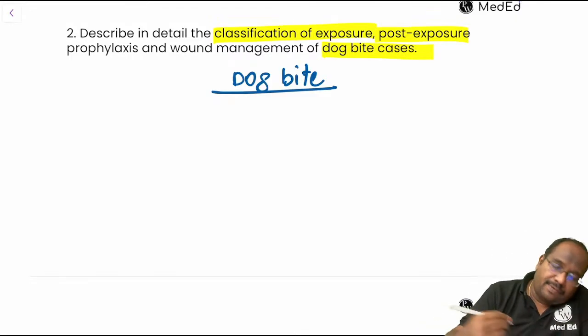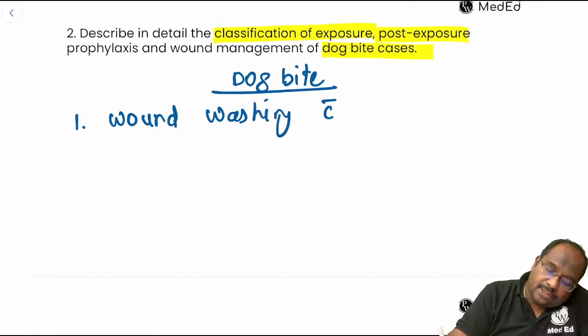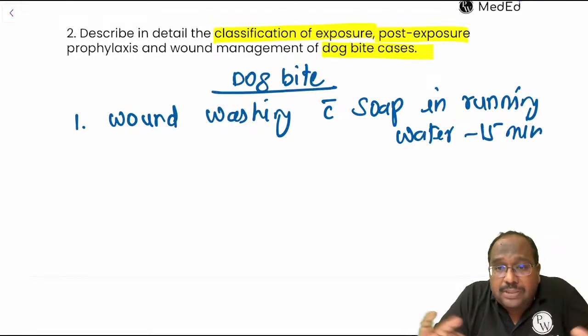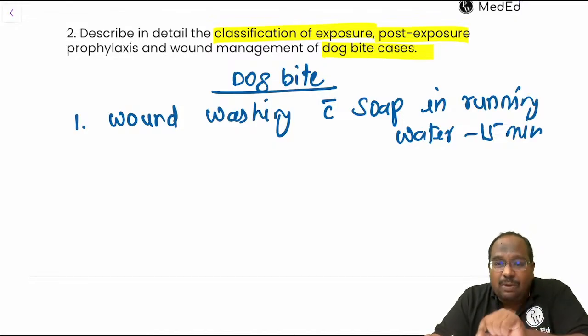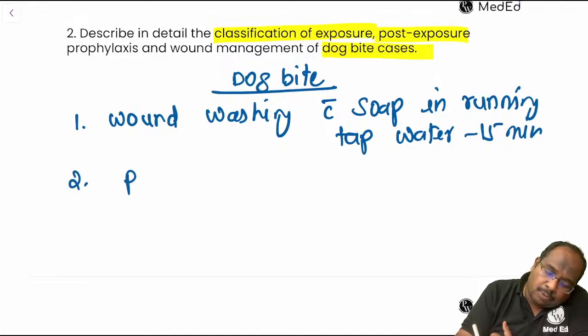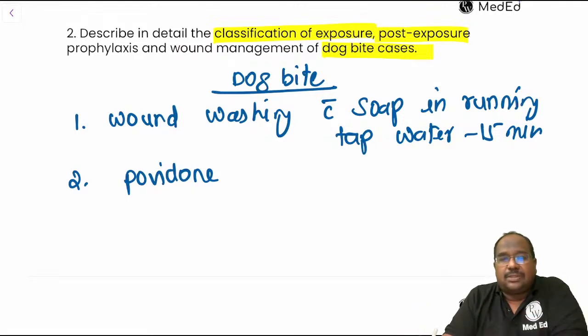The first step is wound washing, local management. Wash with soap in running water, guys, not just any water, running tap water for 15 minutes, not just pouring from a bucket. Then use povidone iodine or tincture, to remove the virus from the site of the bite.